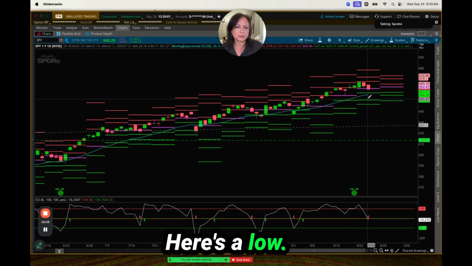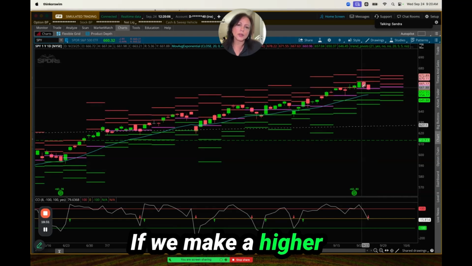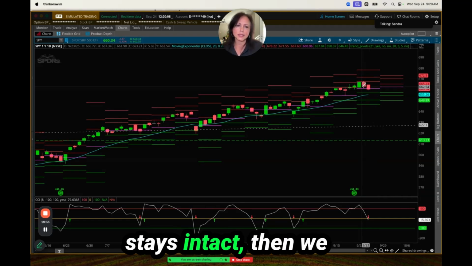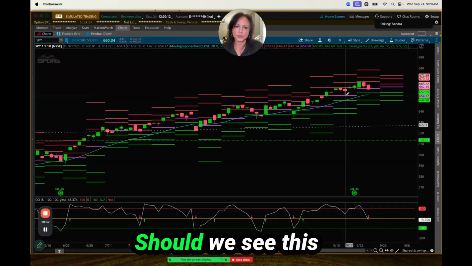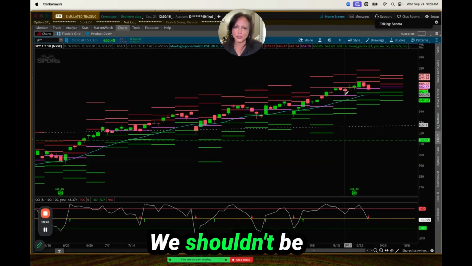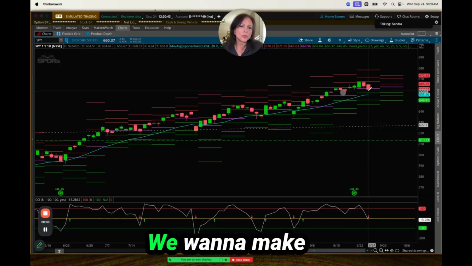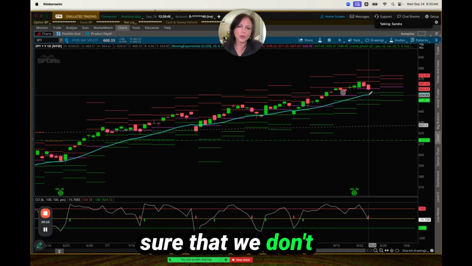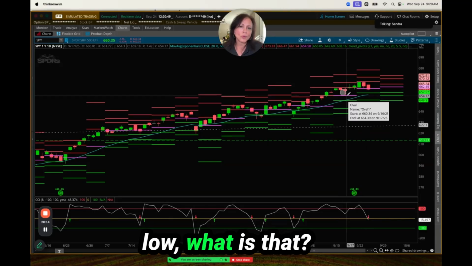Here's a low. Are we going to be making another low here? If we make a higher low and the trend stays intact, then we shouldn't be breaking this candle right here, should we? See this candle right here? We shouldn't be breaking that candle. This candle low right here, we want to make sure that we don't go below that. If we go below this low, what is that? What's your analysis for that?